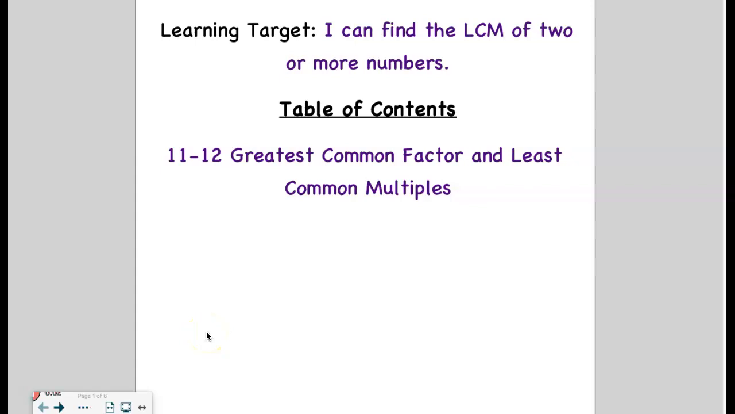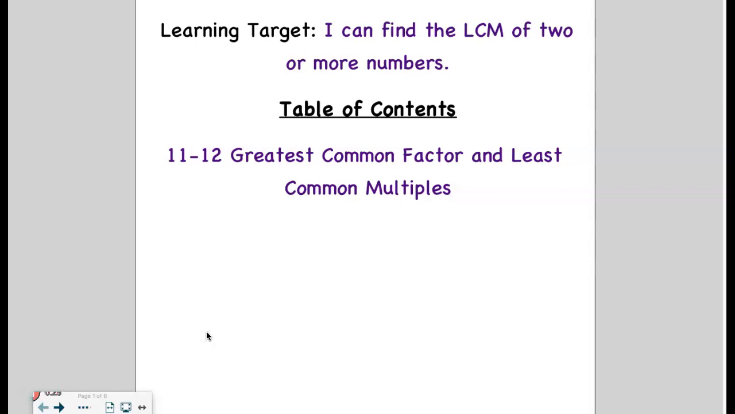Okay, sixth graders, today we are going to be talking about least common multiple. So our learning target today is I can find the LCM of two or more numbers. In your table of contents, you should have already written down the greatest common factor and the least common multiples in your table of contents.